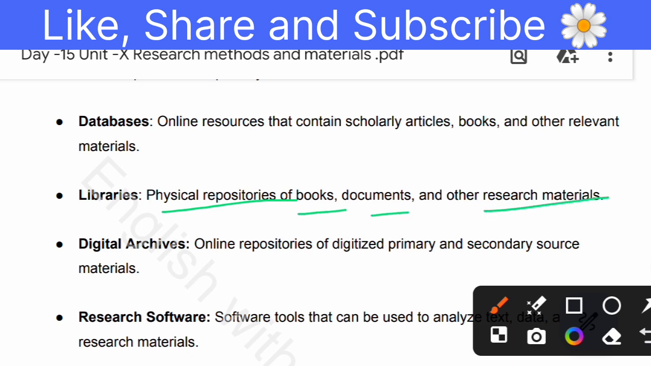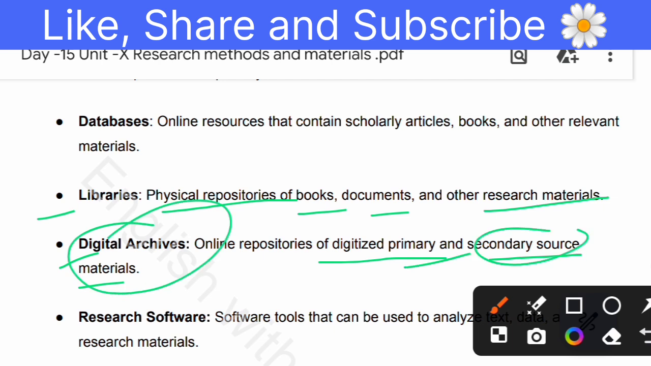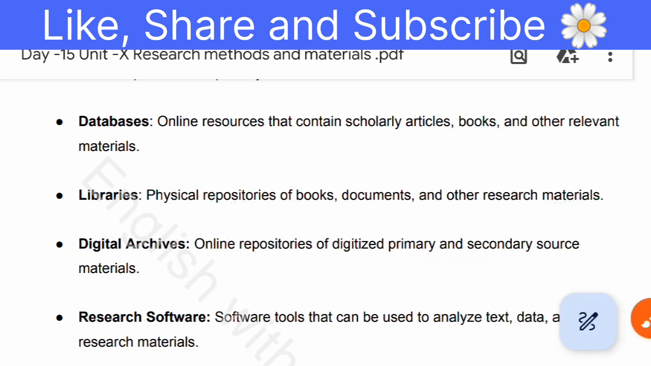Digital archives are online repositories of digitized primary and secondary source materials. That means going through online, you can find both primary and secondary types of resources.